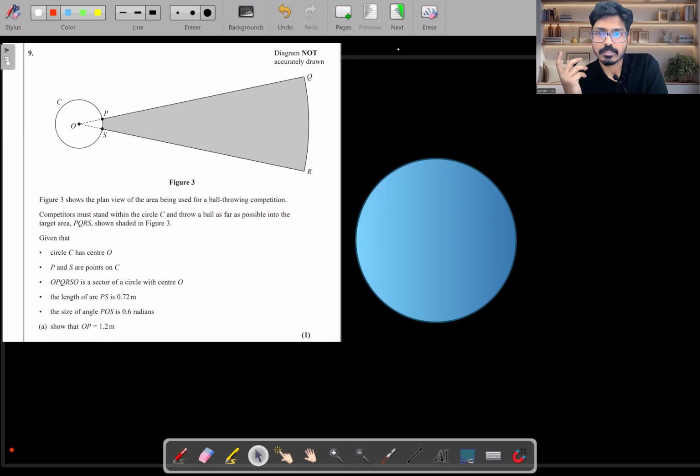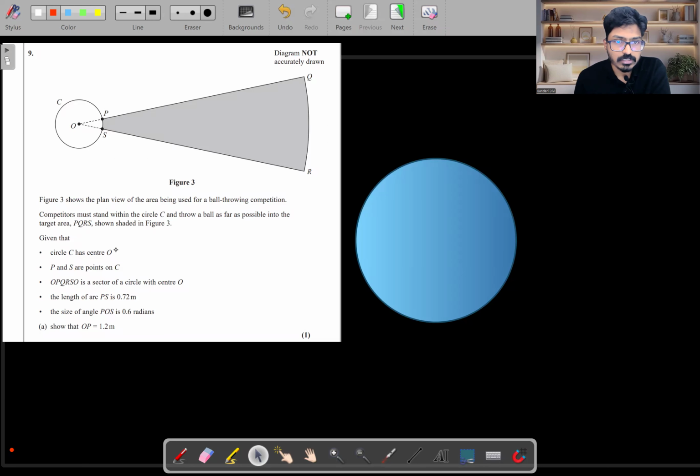Hello everyone. So we are going to do question number 9 of October 2023. In this question, the figure shows the plan view of the area being used for the ball throwing competition, and the competitor must stand within the circle C and throw a ball as far as possible into the targeted area, which is PQRS, and which is shown in the shaded figure 3.